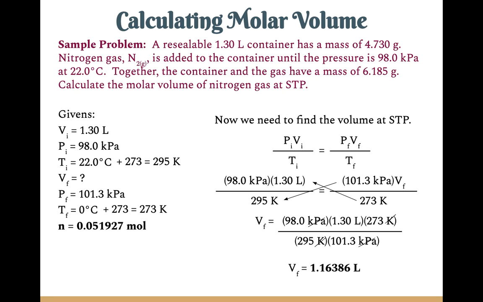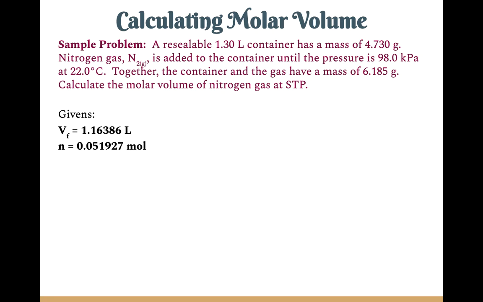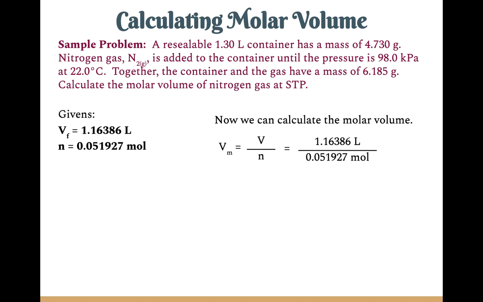So now we have the moles and we have the volume, so we now need to calculate the molar volume. So molar volume is a volume over the number of moles that occupy that volume. So these are the numbers we've determined in the question, 1.16386 liters over 0.051927 moles. So we get an answer of 22.4 liters per mole.